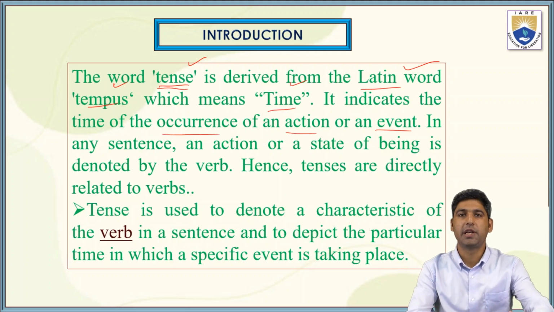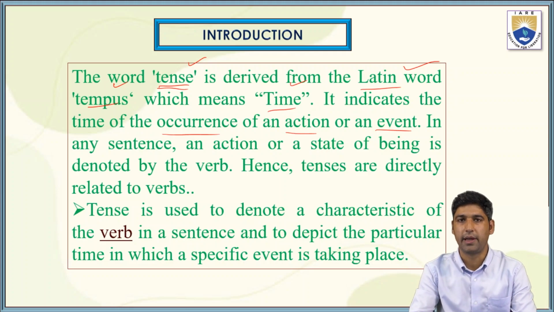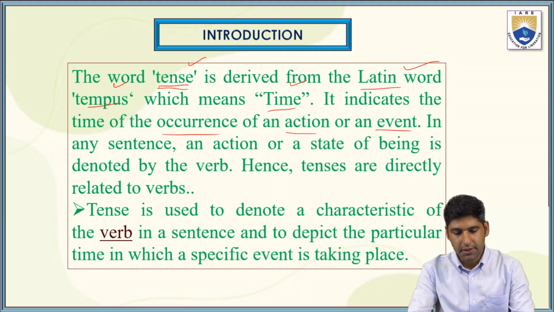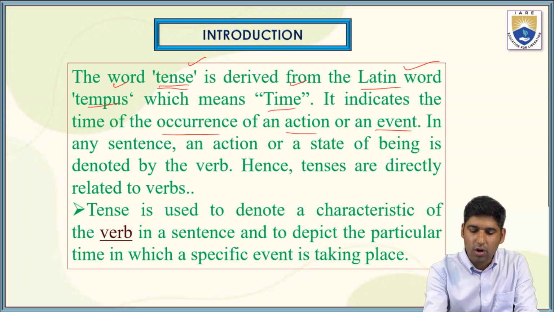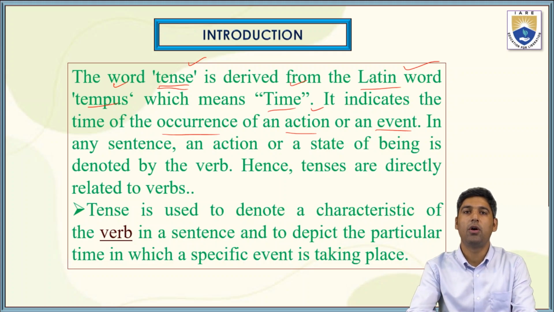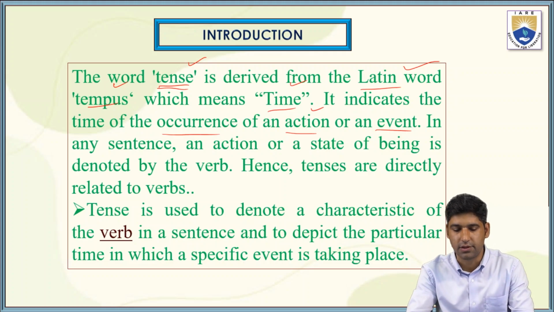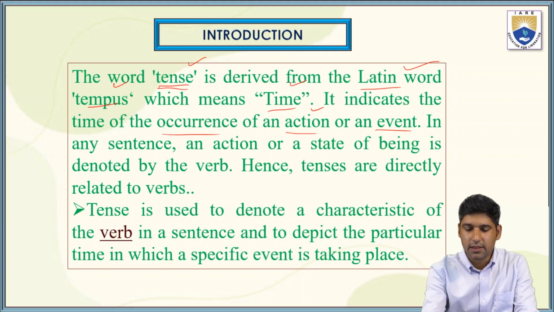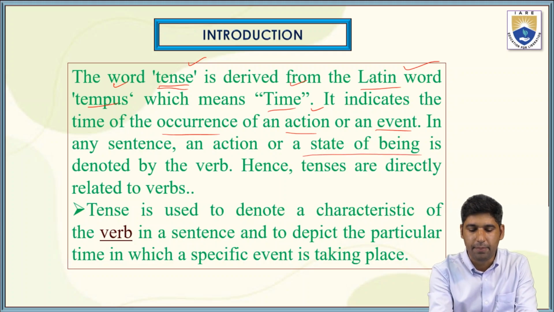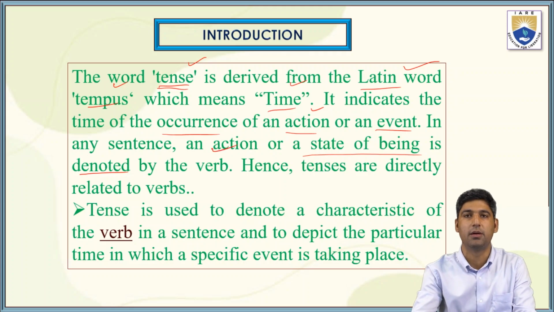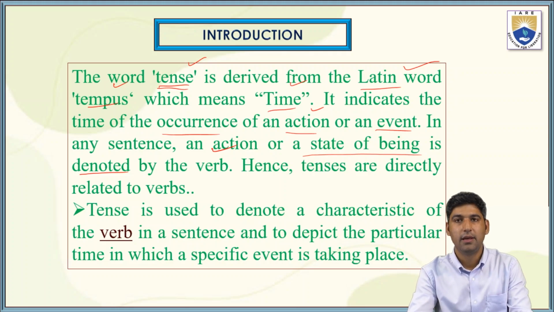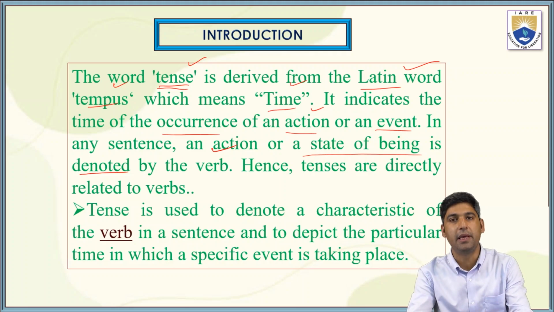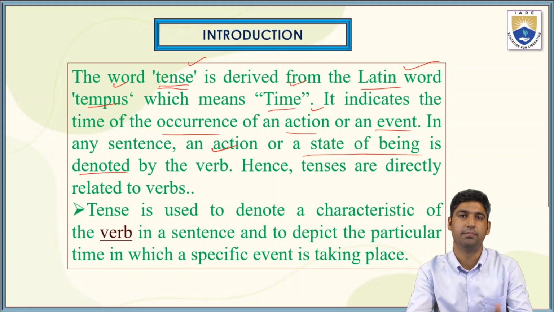So this time which I am talking about when I talk about tenses, this time indicates the time of occurrence of an action. It shows the time of occurrence of an action or an event. In any sentence, an action or a state of being is denoted by a verb.